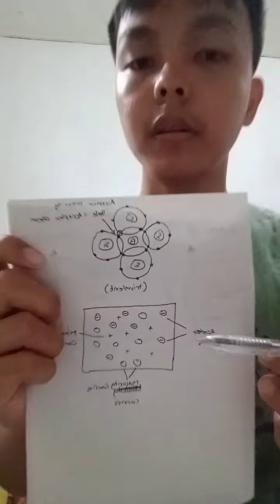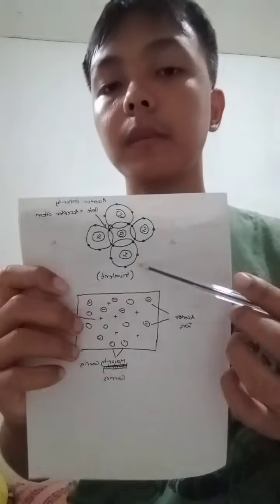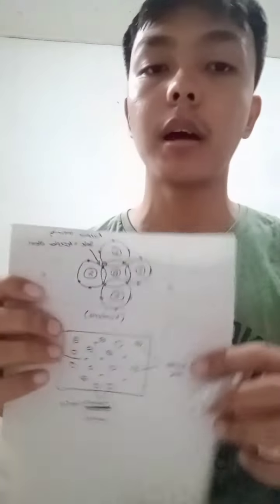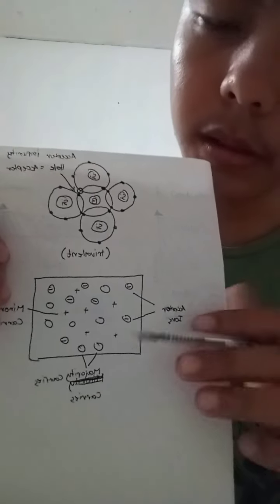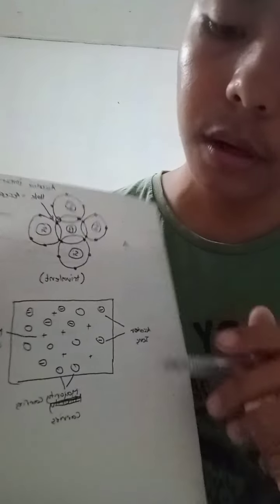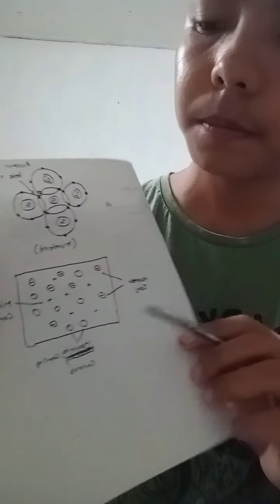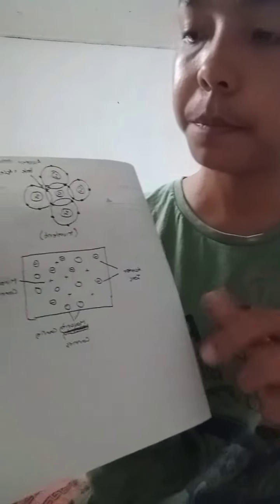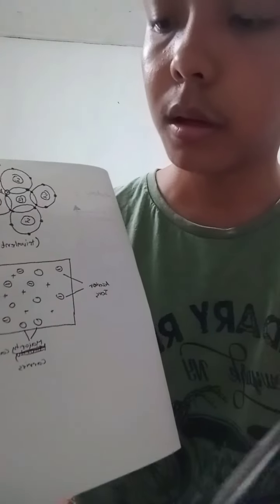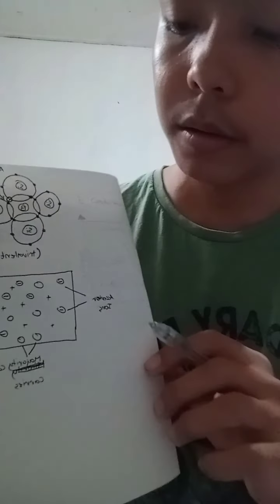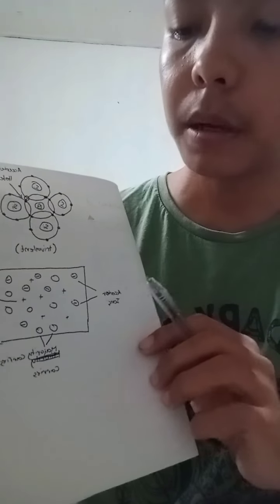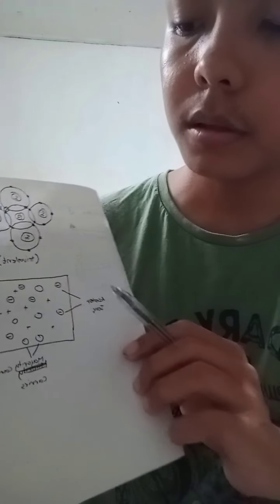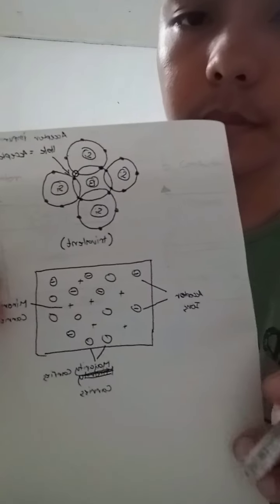This atom is called an acceptor atom. Here below, it describes the carriers of the P-type semiconductor. Its majority carrier is the hole or vacancy, and its minority is the charged atom here.